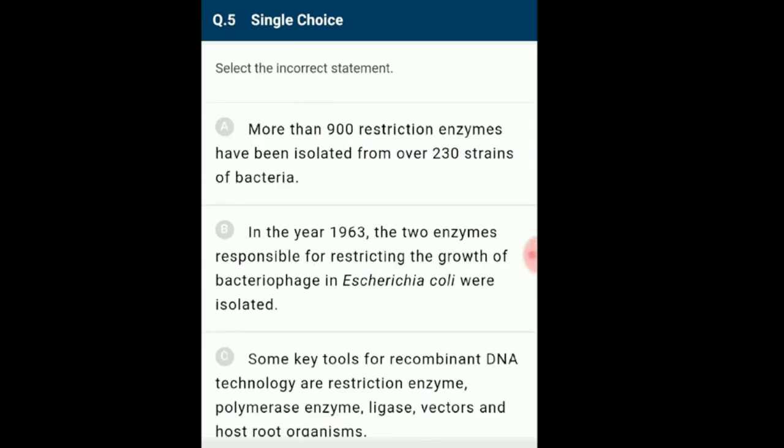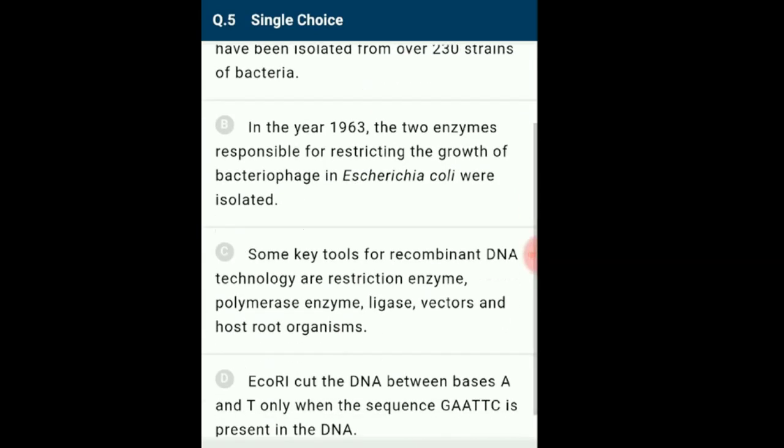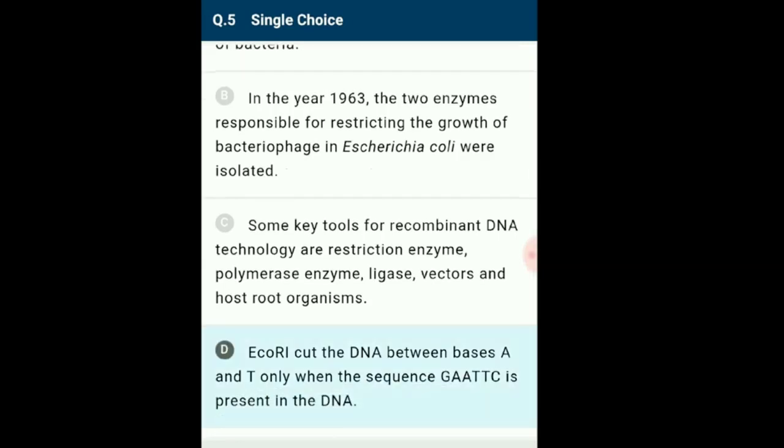Question number 5. Select the incorrect statement. There are 4 statements given. From that, EcoRI identifies a specific palindromic DNA sequence GAATTC and cuts at a specific location away from the center between G and A, making staggered or sticky end cuts. It breaks phosphodiester bonds and hydrogen bonds. So the incorrect statement is option D. EcoRI cuts the DNA between bases A and T only when the sequence GAATTC is present in the DNA.